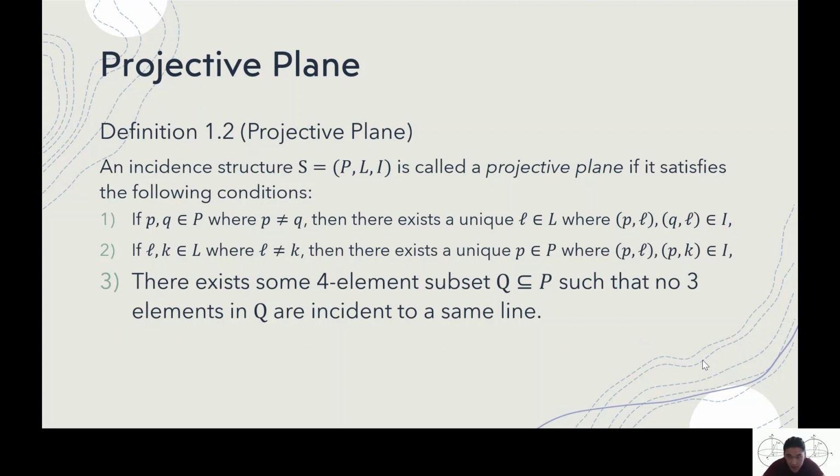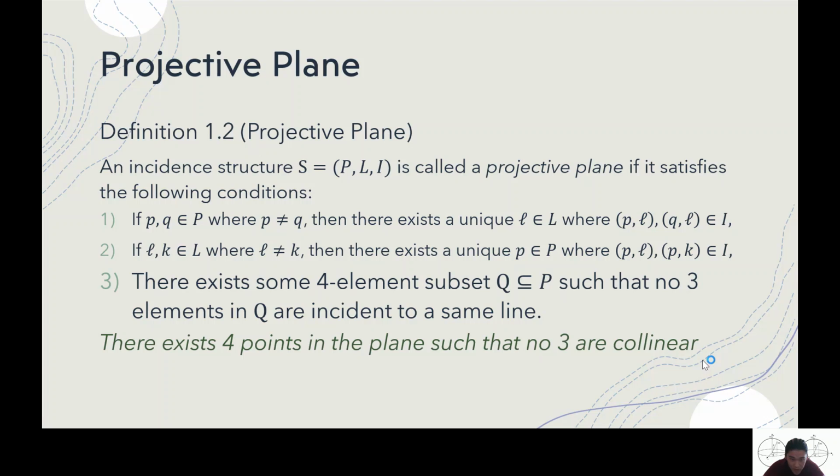The third states that there exists some 4-element subset Q of the point set P, such that no 3 elements in Q are incident to the same line. In shorthand, we can remember this as there exist 4 points in the plane, such that no 3 are collinear. I will also note that as opposed to axioms 1 and 2, axiom 3's relevance or niceness isn't so obvious. It'd be nice if we had some better understanding of this axiom, so keep this in mind as we proceed.